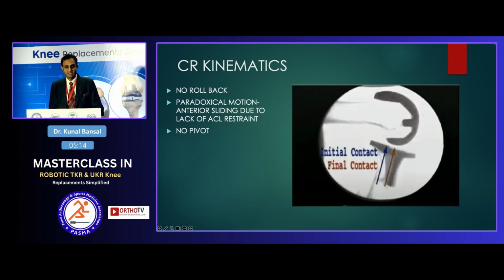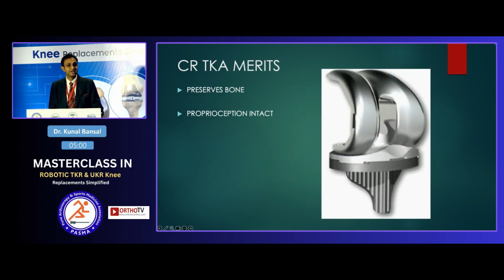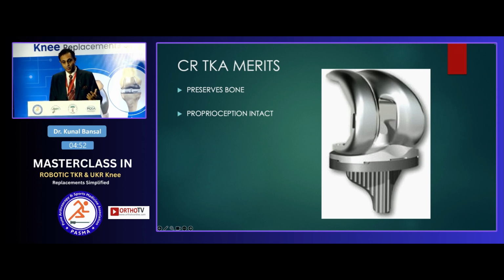So as I said, there are no rollbacks. There is paradoxical motion, because the ACL is absent and there is an anterior sliding because of the lack of the ACL, and this is a non-pivoting type of implant. What are the merits? It preserves bone as there is no box cut, lesser chances of fractures, surgical time is slightly less, and the main proponent for CRTKA is that the proprioception is intact as the PCL is retained, and so the patient feels that it's a more natural knee.